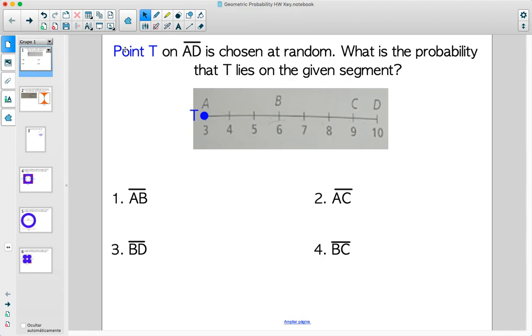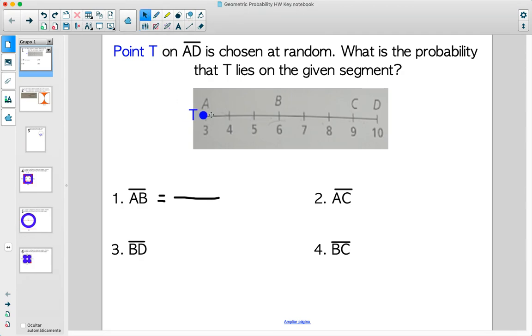Point T is on segment AD, chosen at random. What is the probability that point T lies on the given segment? So I highlighted point T in blue. So the probability that the point is on segment AB, well, remember, probability is always a fraction. And probability on the numerator is the number of events that T would be on segment AB. So what we need to do is measure how long AB is.